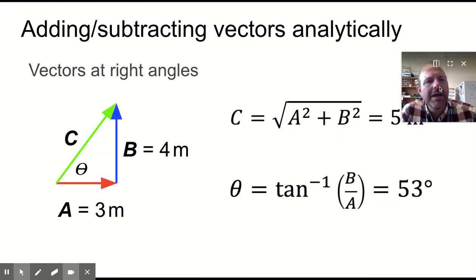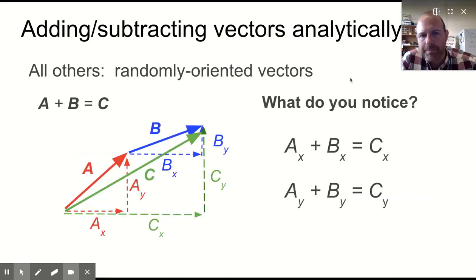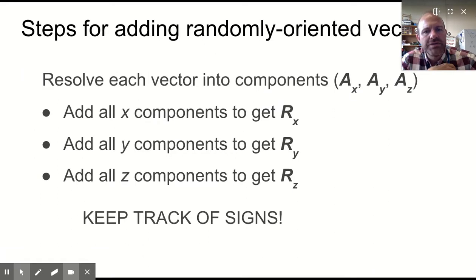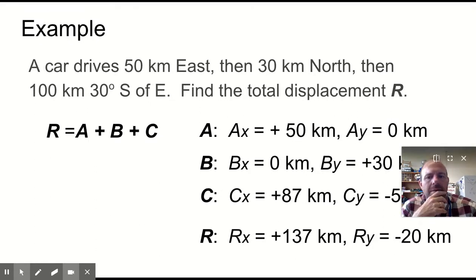But if vectors are at arbitrary angles, right, then you have to use components. Vector A, 3 meters, B, 4 meters in the x and y direction. We can use the Pythagorean theorem to find the magnitude, the tangent to find the angle. If they're randomly oriented, one method you can do is to find their x and y components first, add the x components, add the y components, then put them back together as a new right triangle. So these are our steps. We find the x, y, and z components of each vector, add all the x's, add all the y's, add all the z's, keep track of your signs, is it positive or negative, and then put them all together, right?